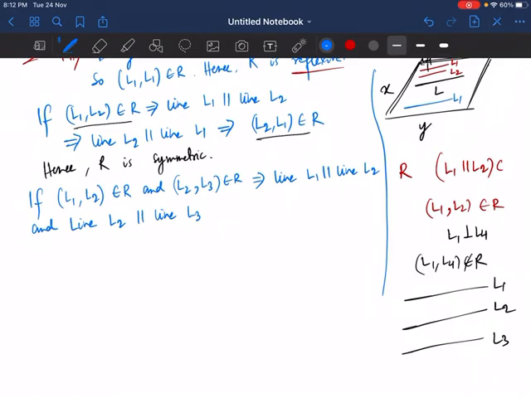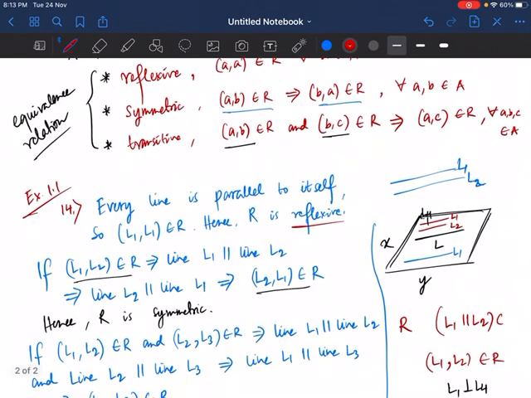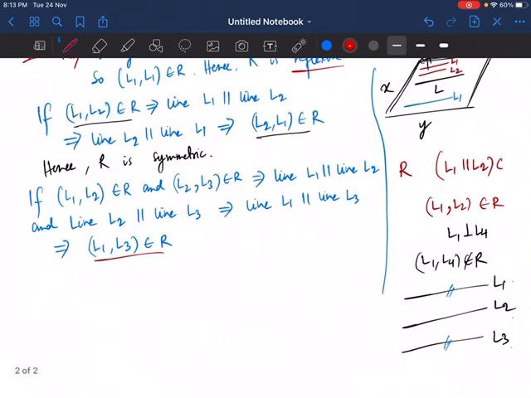Now if I say line L1 is parallel to line L2, line L2 is parallel to L3, can't I say that line L1 is parallel to L3? So both of them imply line L1 is parallel to line L3, and this means we can write that (L1, L3) is an element of R. Once we write this, we see (A, B) element of R, (B, C) element of R, (A, C) element of R. So we can easily see the condition for a relation to be transitive is satisfied.